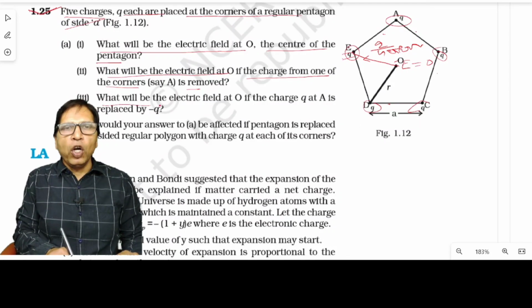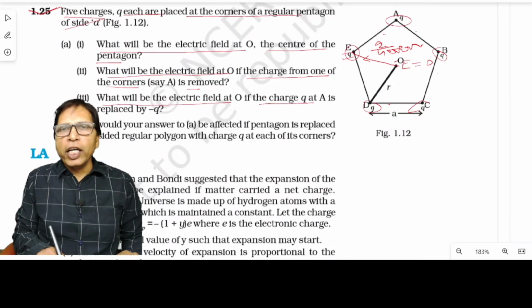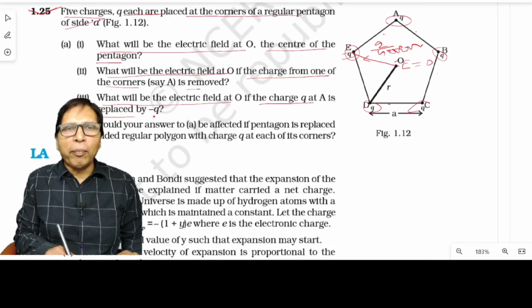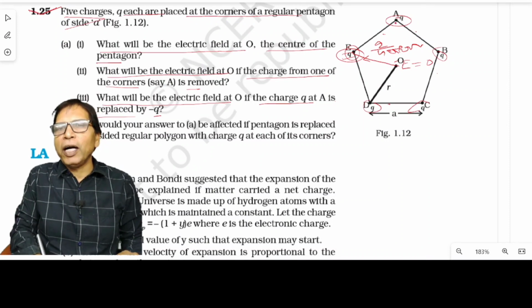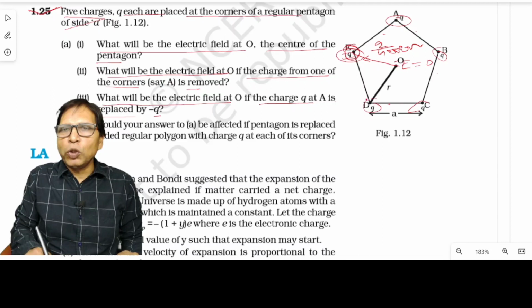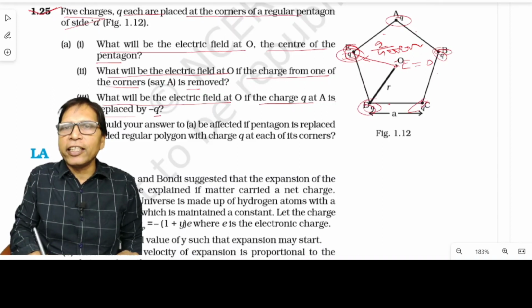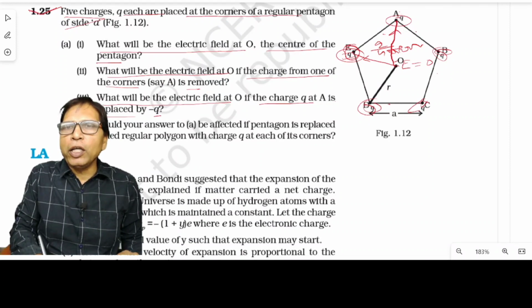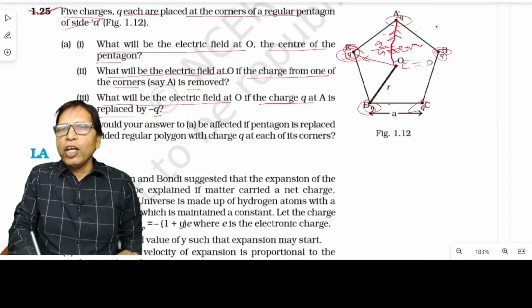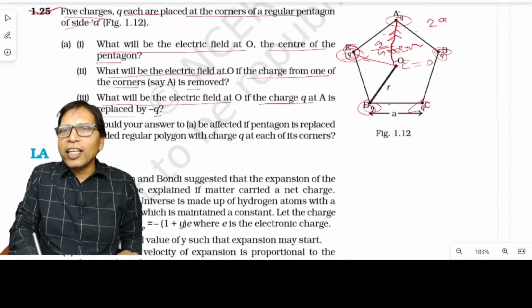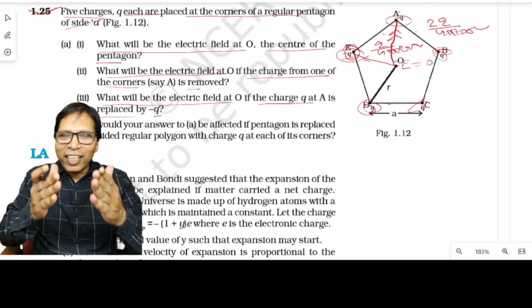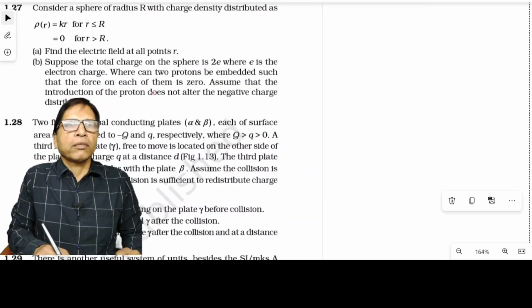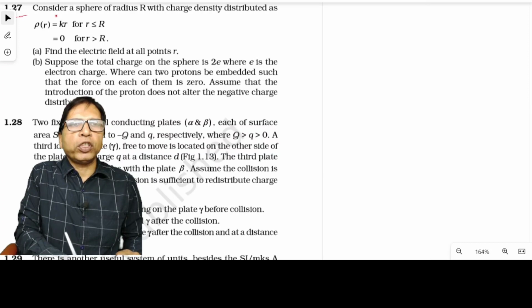What will be the electric field at O if the charge q at A is replaced by minus q? Look at this, here the charge q is replaced by minus q. The electric field due to the other four charges is directed towards A. And the electric field due to the minus q charge is also directed towards A. So the net electric field at O is 2q divided by 4 pi epsilon naught r square, directed along the direction OA. Okay.